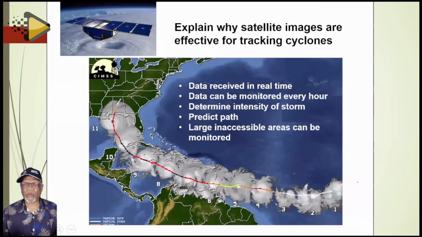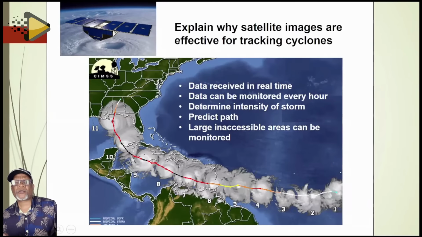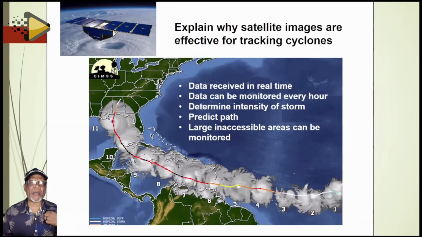So let's look at tropical cyclone. Explain why satellite images are effective for tracking. So this is tropical cyclone management. Why is it important to use satellites? Because data is received in real time. Satellites give you a live feed of whatever process is taking place, and the data can be monitored every hour. It can determine the intensity of the storm, whether it is category 1, category 2, category 3.